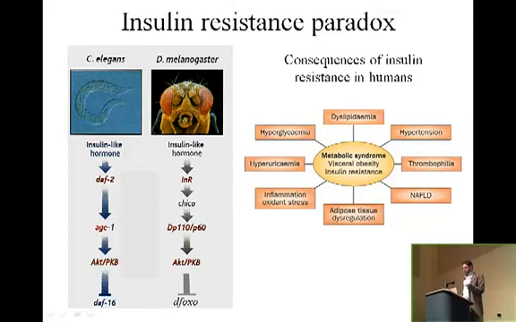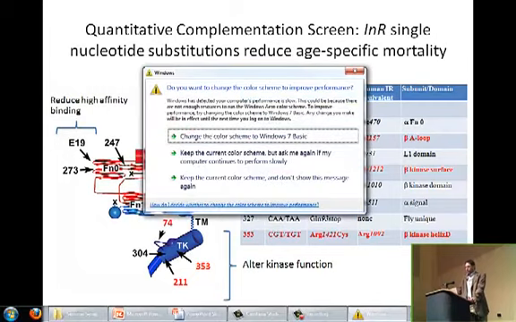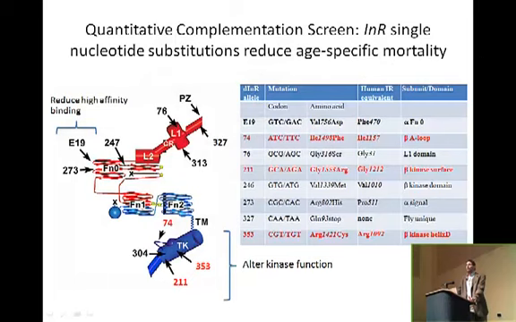We don't really know the answer to this, but here's how I'm approaching it. We've been screening through a collection of non-coisogenic single nucleotide substitutions that were generated by different methods in the insulin receptor of Drosophila. Because of the nature of the material, we used a quantitative genetic method called quantitative complementation testing. The bottom line is we were able to identify a number of new mutants that extend lifespan in Drosophila. These are the ones in red.